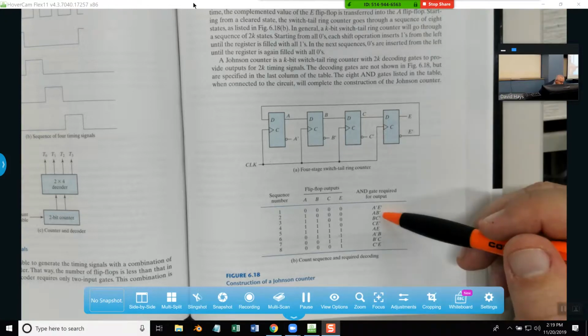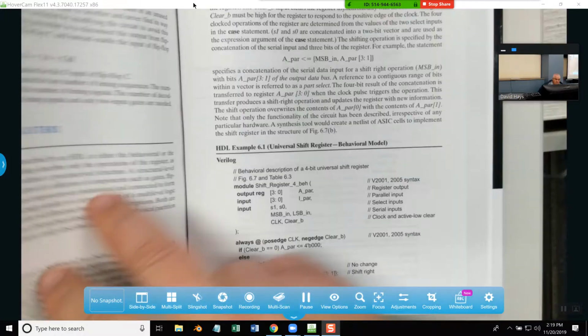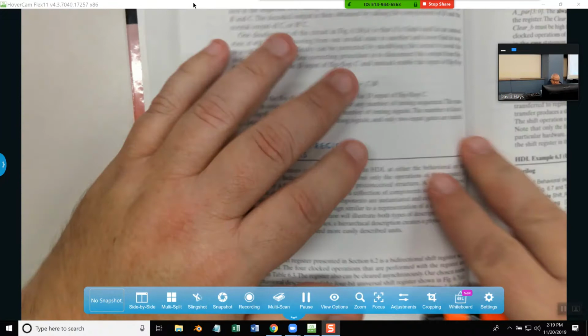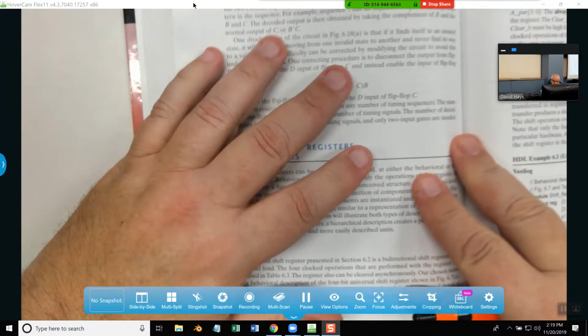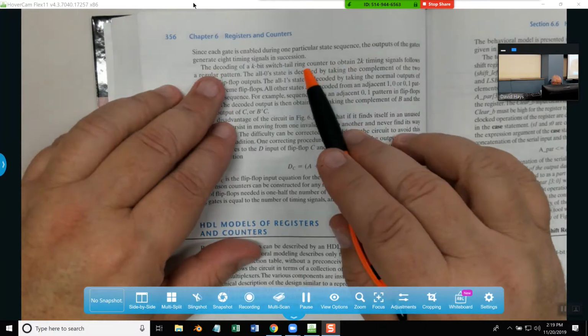Since each gate is enabled during one particular state sequence, the output of the gates generate 8 timing signals in succession. The decoding of a K-bit switch-tail ring counter to obtain 2 times K timing signals follows a regular pattern. The all 0 state is decoded by taking the complement of the 2 extreme flip-flop outputs.